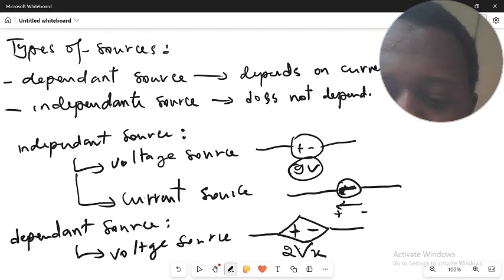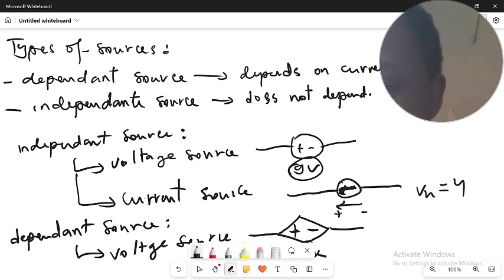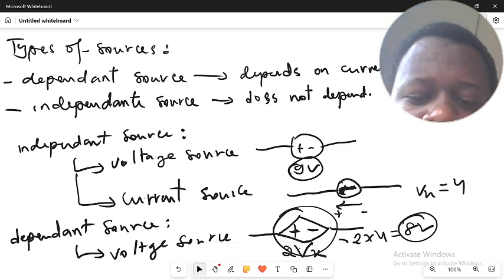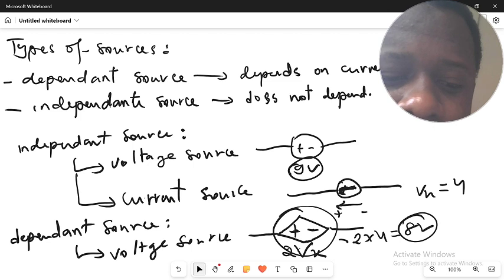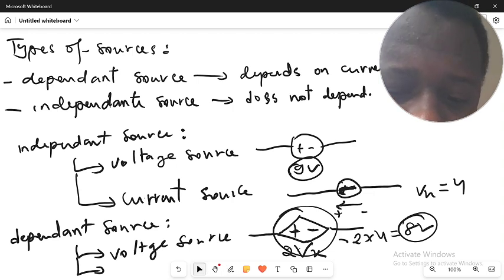This means that if I have the value of Vx, let's say for example Vx equal 4, then the voltage of this source is going to be 2 multiplied by 4 equal 8 volt. The 8 volt is the voltage of this source. It can also be a current source.